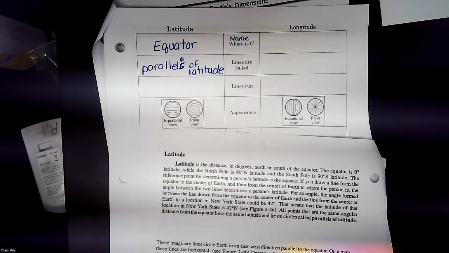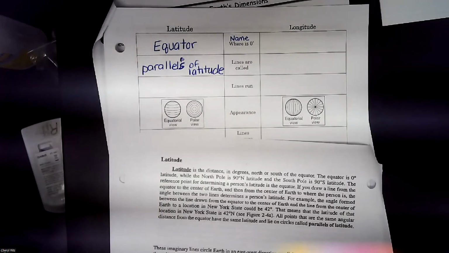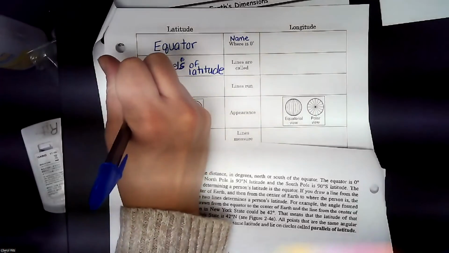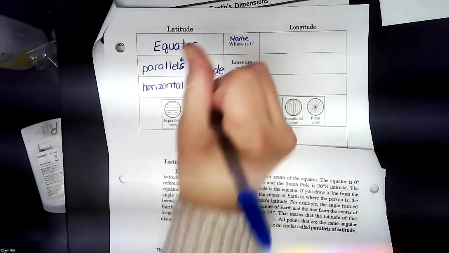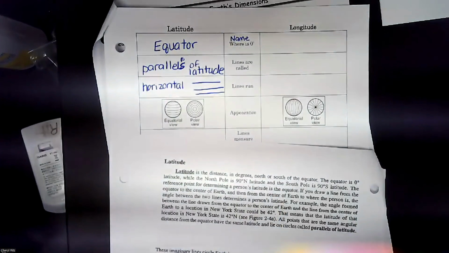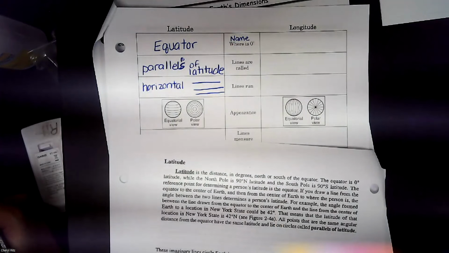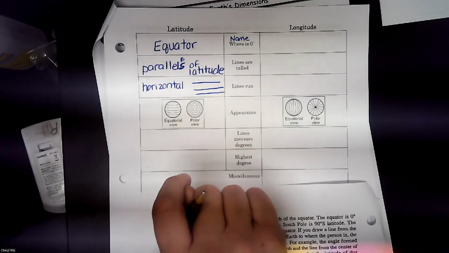Which way do the lines run? They run horizontally. If you said they run east to west, which is true, I don't want you to write that because that messes with your head. I do want you to write horizontal. If you are unsure what horizontal means, I'm going to draw 3 horizontal lines. It is called horizontal because they are the same as the horizon, which is the line where the land and the sky meet.